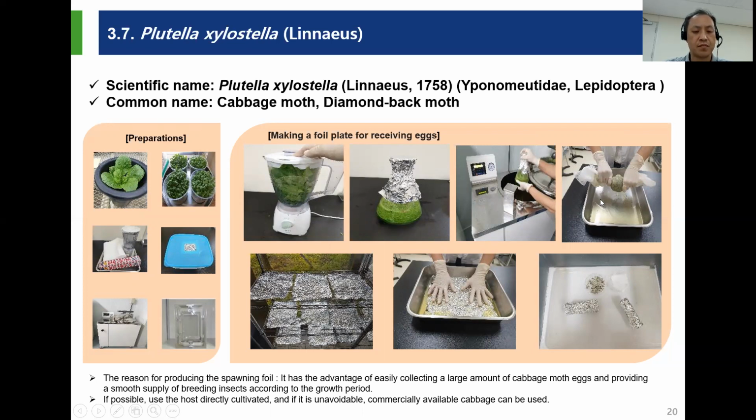Crumple and flatten the aluminum foil. Pour the filtrated cabbage solution on the crumpled aluminum foil, and the foil is completely soaked in the wide bottle. Then after drying, the foil is cut into small pieces. If we roll the cut spawning foil and put it in the cage with the adults, they will lay eggs.